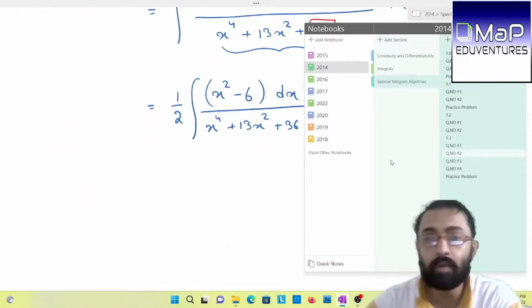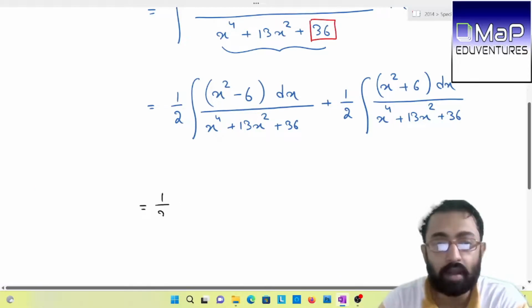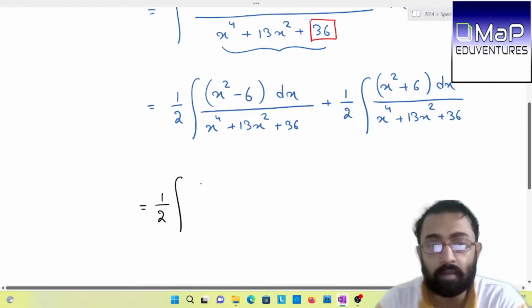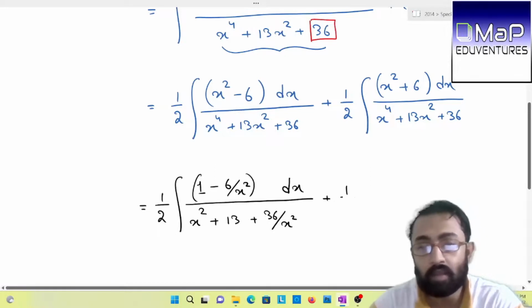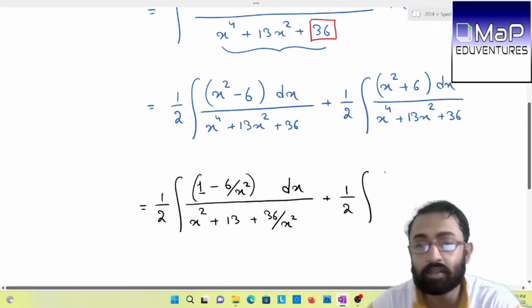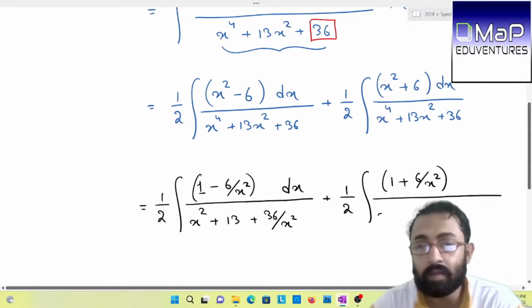So now we will be able to divide by x². Let us divide the numerator and denominator by x². So you will get here (1 − 6/x²) divided by (x² + 13 + 36/x²) dx. Similarly, here you will have half of integration (1 + 6/x²) divided by (x² + 13 + 36/x²) dx.